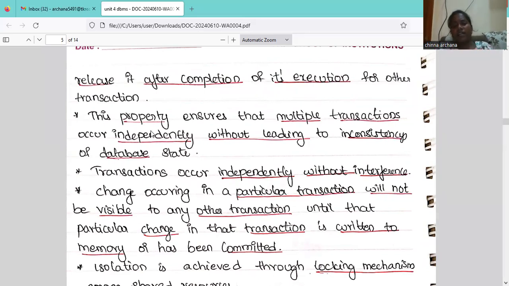The change occurring in a particular transaction will not be visible to any other transaction until that change is written to memory. For example, T1 is undergoing a certain task and T2 is also undergoing some task. Until and unless T2 commits, the values changed by it will not be visible to other transactions. Before commit, whatever changes are made to the database by a transaction are not visible to anyone. Only after the commit are the changes visible to other transactions.